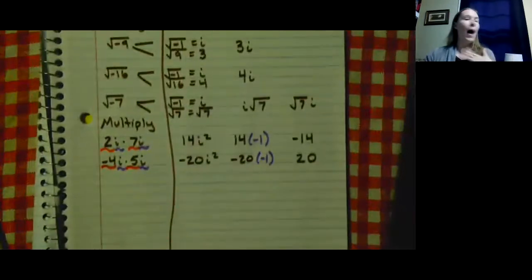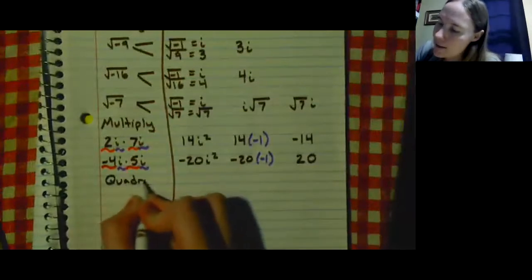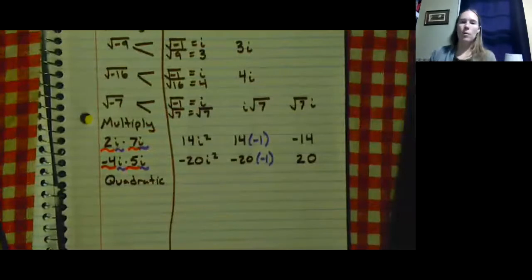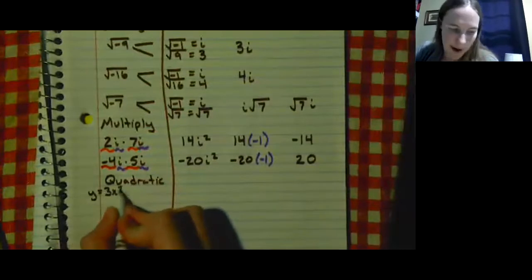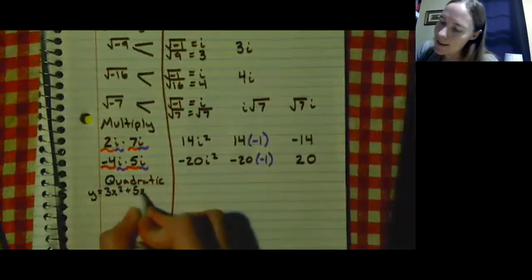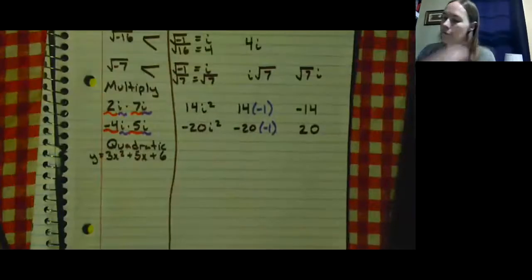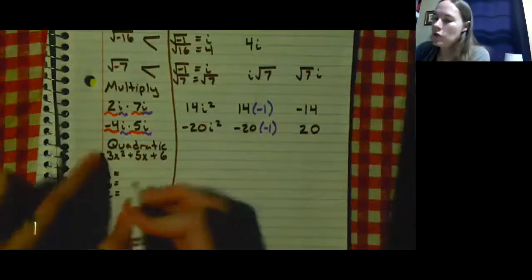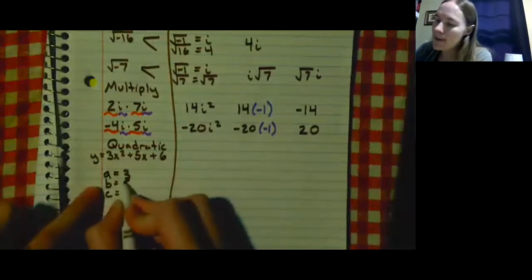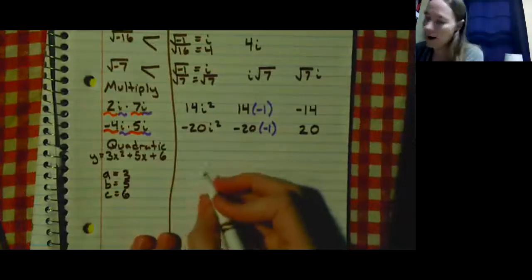Why does this matter? Why do I care? Well, let's go down with our quadratic. Let's say we're working with y equals 3x squared plus 5x plus 6. We're going to do everything that we normally do. So our first step, we find our a, our b, and our c. My a is 3, my b is 5, and my c is 6. And I'm going to plug it into the quadratic formula. All of this we're really good at so far.